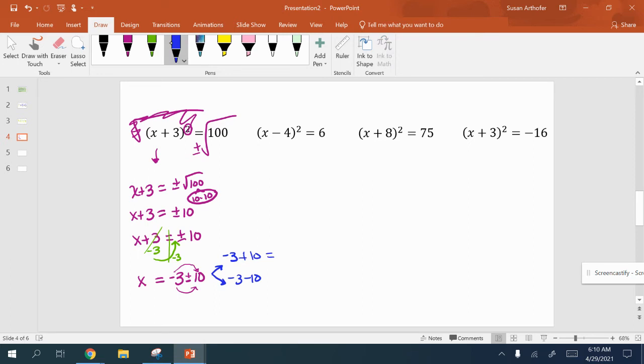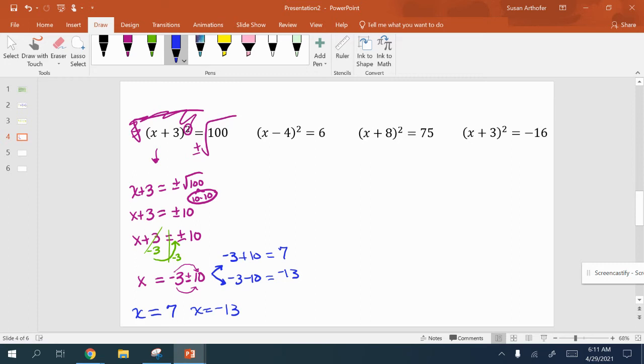Well, that's okay. -3 plus 10, that's the same as 10 minus 3. That's 7. And on the bottom, -3 minus 10 more is -13. If you're not certain about that, use a calculator. You can use a calculator on that. Make sure you get the right amount. Okay. So those are our two answers, regular answers of x is equal to 7, and you can also write x is equal to -13.